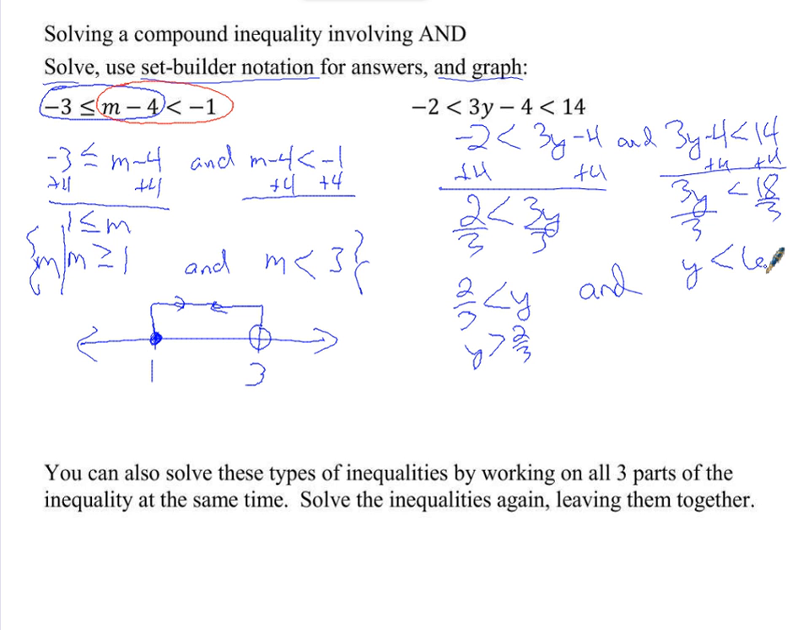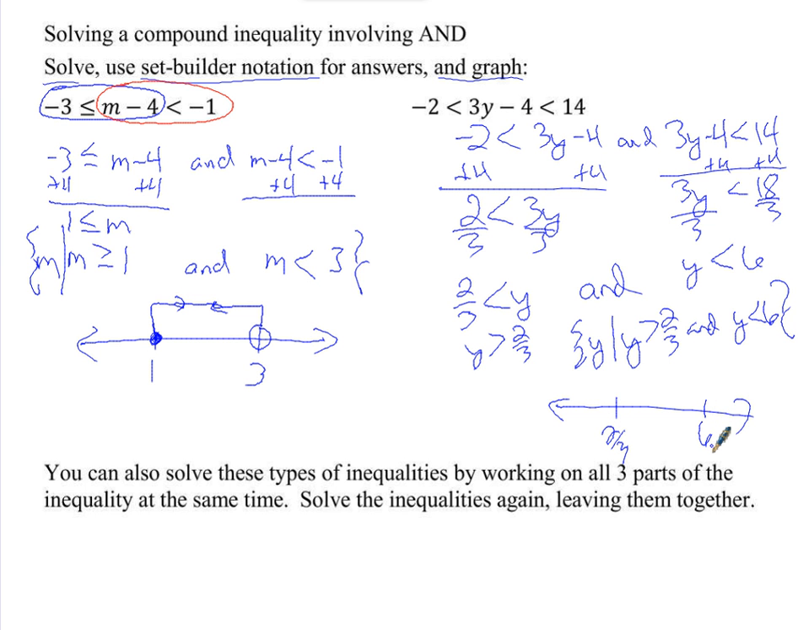So we need set builder notation. I'm going to rewrite it. We have y values such that y is greater than 2/3 and y is less than 6. Then we have to graph it. Both are open. 2/3 will go to the right and 6 will go to the left. This is an and statement, so that should look like that. We'll connect them, and there's our graph. So that's how you do those.